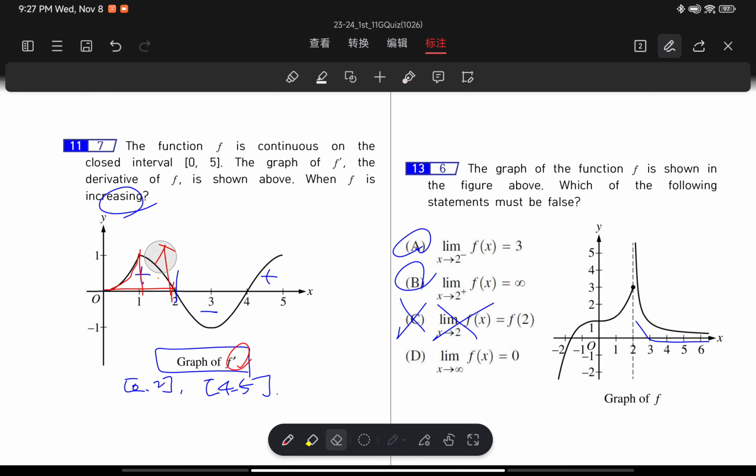In this section, even though f prime x is decreasing, f is increasing. You should distinguish f prime x and f(x). Okay? Even though f prime x is decreasing from 1 to 2 in this section, f is still increasing because f prime x is positive. Okay? So it's positive, negative, and positive. The answer is here.